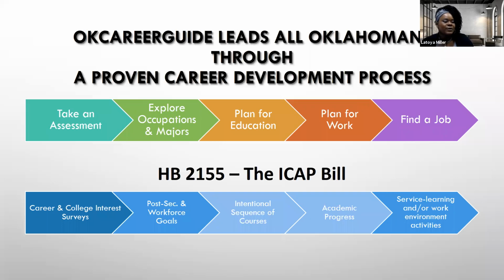As you know, the OK Career Guide leads all Oklahomans through the proven career development process that was established by House Bill 2155, or the ICAP bill. The main purpose of this bill is for career and college interest surveys, or assessments as they're known, for students to set post-workforce goals, to initiate a sequence of courses, which OK Career Guide calls the ED plans, and to also track academic progress, which is also part of the ED plan, and then to complete a service learning or work environment activity.